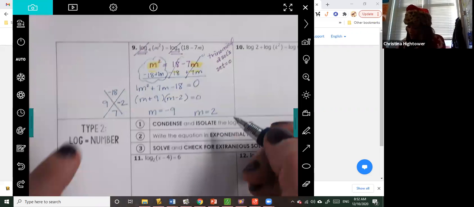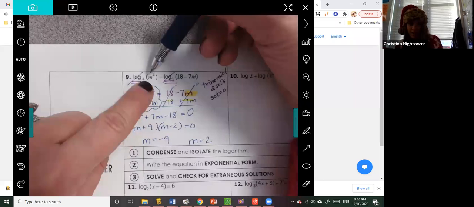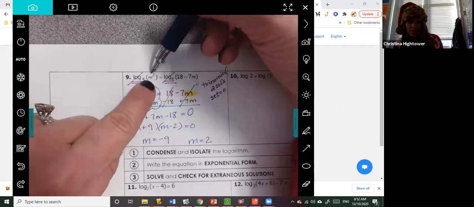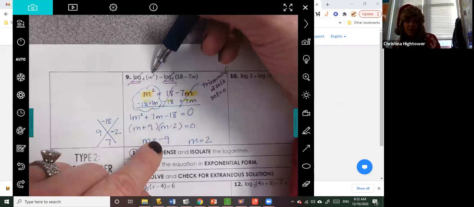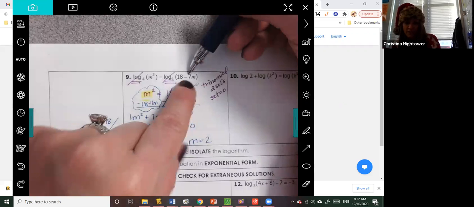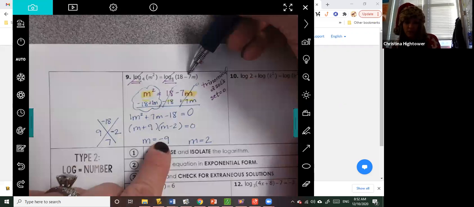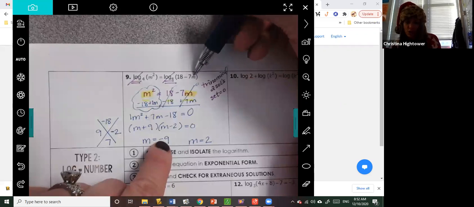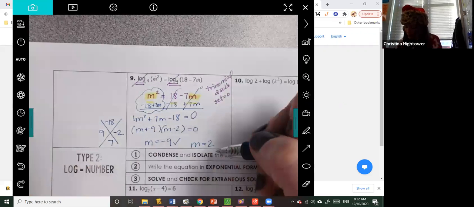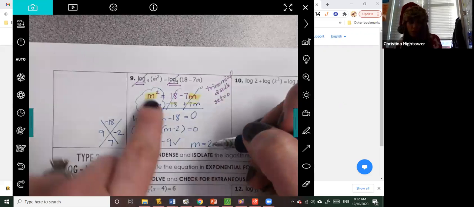Now check them both. So if I put a negative 9 up there, it would square and become a positive 81. So that negative 9 is okay. If I come over here and put a negative 9, it would be negative 7 times negative 9, which gives you a positive 63. So we're good to go with that negative number, okay? So this one's good. And if I were to put a 2 in either one of those, that would still work. 2 squared is 4.